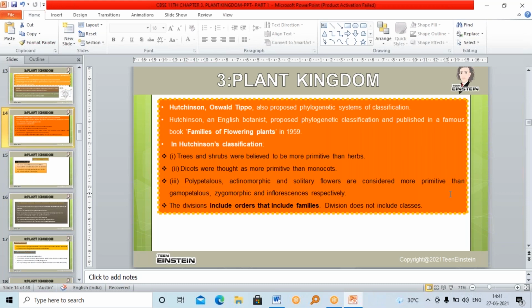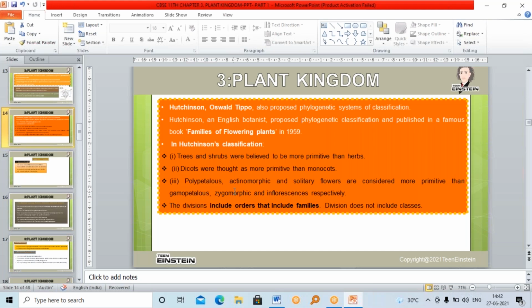Polypetalous, actinomorphic, and solitary flowers are considered more primitive than gamopetalous, zygomorphic, and inflorescence, respectively. What is polypetalous? Polypetalous means petals are free from one another. Gamopetalous means petals are fused together. Actinomorphic means a flower which can be divided into two equal halves through any radius, because it has radial symmetry. We can cut in any way and it will become two equal parts.